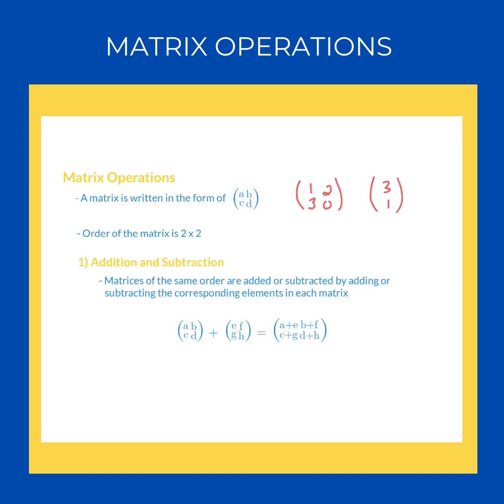Now, when I'm talking about the order of a matrix, the order of a matrix is the number of rows times the number of columns. So for this matrix, I have two rows, this is the first row and this is the second row, and I have two columns, this is the first column and this is the second column. So the order of this matrix is 2 by 2. This matrix is as well a 2 by 2 matrix because I have two rows and two columns.